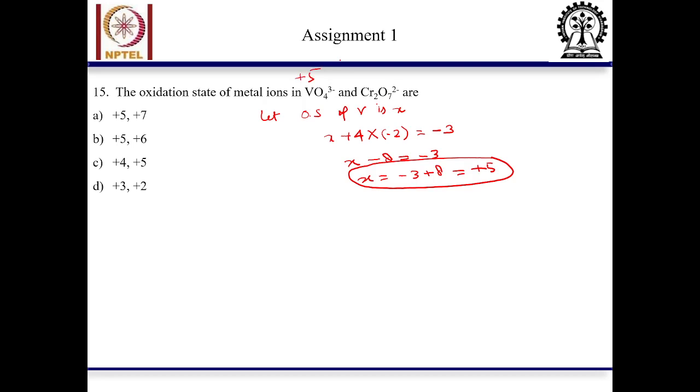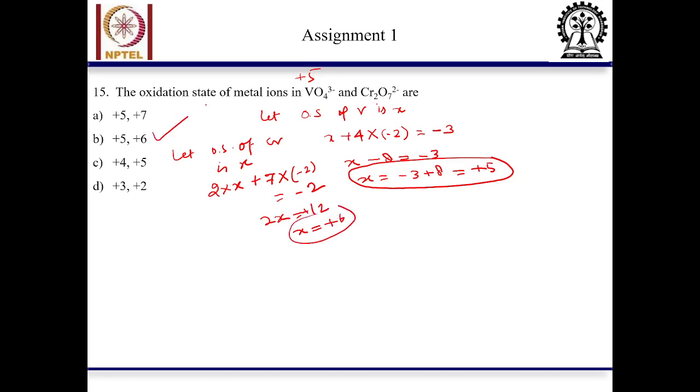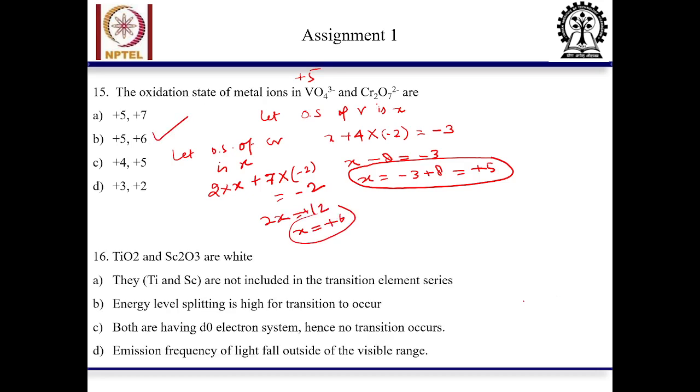For chromium we can also suppose the same, let the oxidation state of chromium be X. So 2 into X plus 7 oxides, where the oxidation state of oxygen is minus 2, is equal to minus 2. So we have 2X is equal to 12, X is equal to plus 6. This is correct. Okay, let me go to the next one.